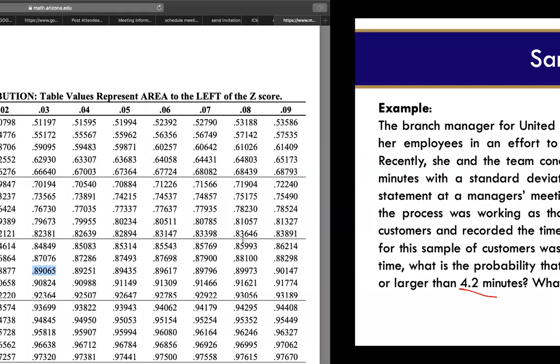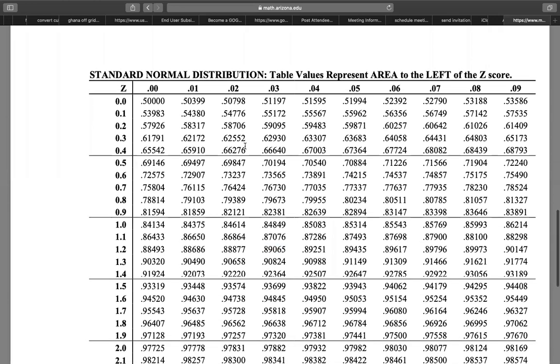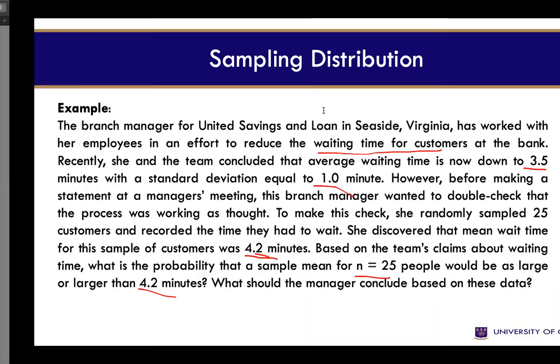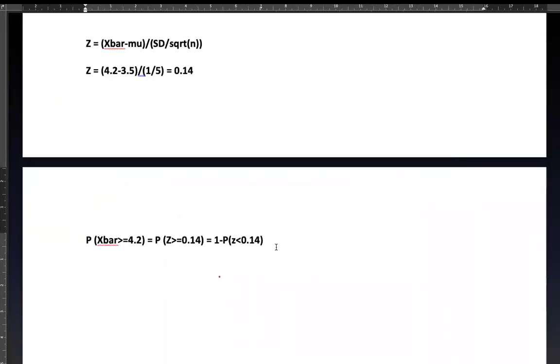From the statistical table, what do you have? You can easily read it. 0.1 is here, and we get 0.55567. Very good. So it's actually 1 minus 0.55567. What do you get as the final answer?